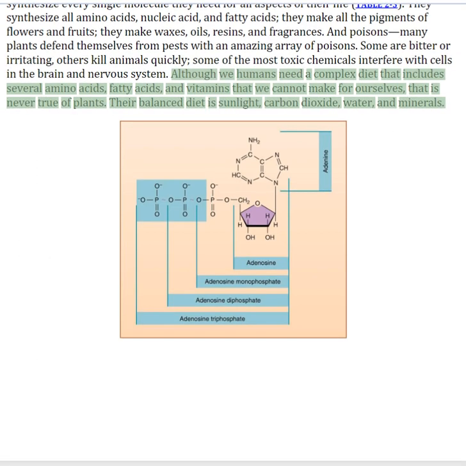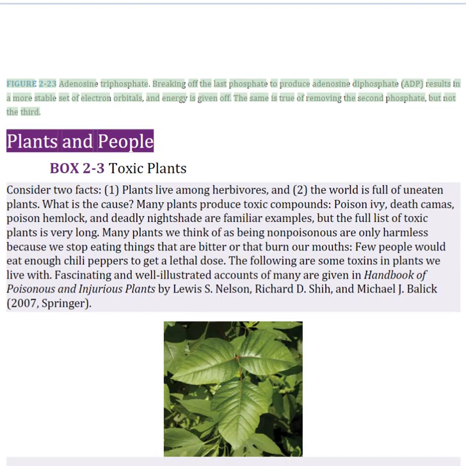Although we humans need a complex diet that includes several amino acids, fatty acids, and vitamins that we cannot make for ourselves, that is never true of plants. Their balanced diet is sunlight, carbon dioxide, water, and minerals. Figure 2-23: Adenosine triphosphate. Breaking off the last phosphate to produce adenosine diphosphate results in a more stable set of electron orbitals, and energy is given off. The same is true of removing the second phosphate, but not the third.